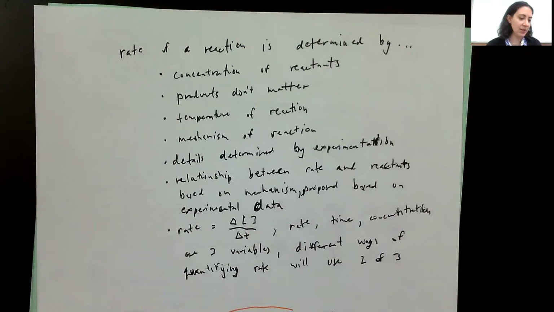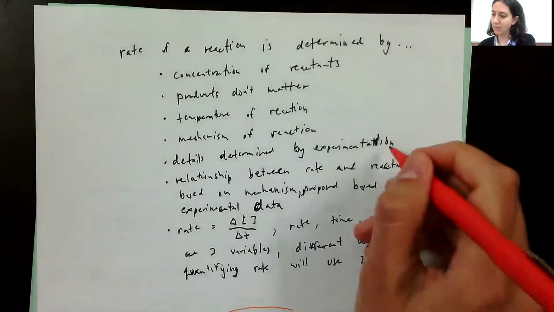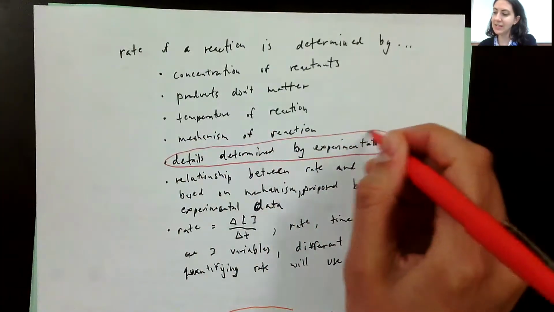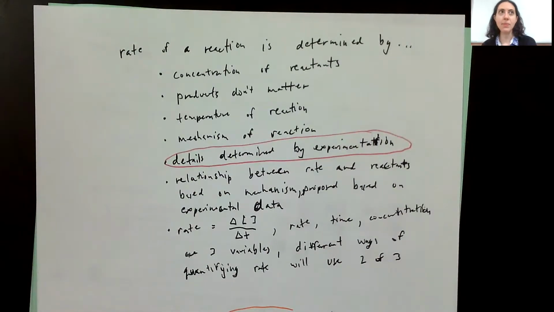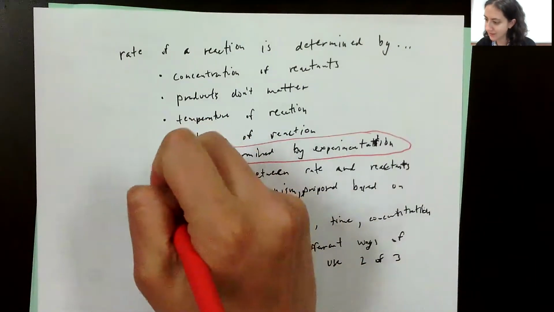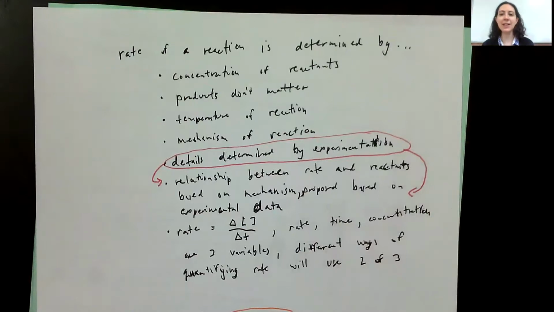One of the biggest details, I'm going to circle this one because it's freaking important. It's just that crazily important. Everything about the details must be determined by experimentation. By details, what I mean here is the mechanism is proposed based on experimental data. The exact relationship between the rate and the reactants is determined through experiments. And then you can take that mathematical relationship that you've figured out and propose some sort of mechanism, but it has to be all based on experimental data. So you can't just look at a chemical equation and know anything about the rate. You have to do experiments. That is one of the biggest misconceptions for this unit, and I will show you some examples of that.